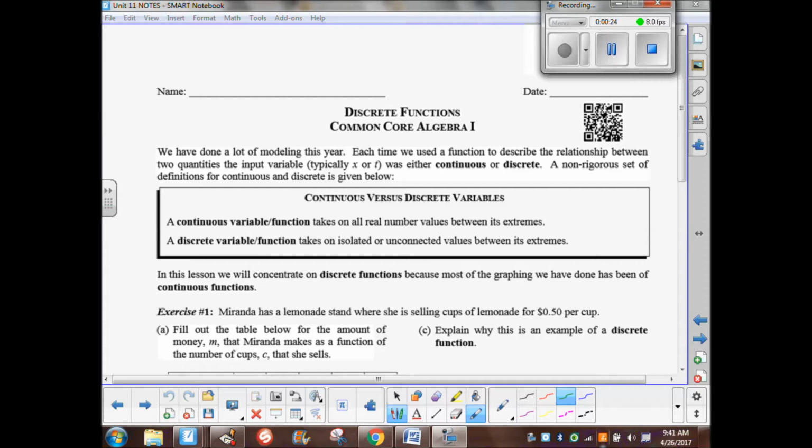So it says, each time we use the function to describe the relationship between two quantities, the input, typically x, was either continuous or discrete. So we got two words there, but we've talked about continuous and discrete functions before. A continuous variable function takes on all real number values, everything. And a discrete variable function takes on isolated or unconnected values between its extremes, meaning between its endpoints.